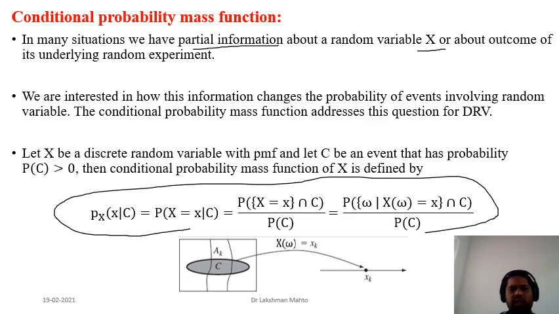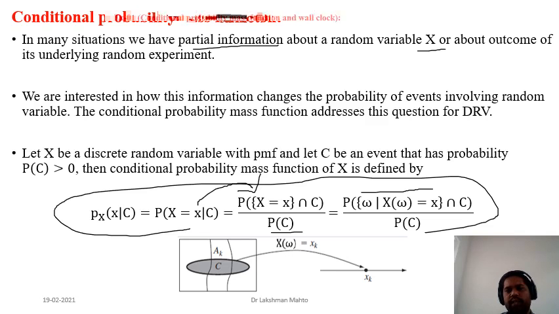So the probability mass function for X given C would be defined by the probability that X is equal to x given C. Directly it can be defined through the definition of conditional probability: the joint probability of X equal to x and C, divided by the probability of C. And further, if you look at the sample space as a domain, you can write the event capital X equal to x in this way, intersection C. So this is the definition of conditional probability mass function for a given information C.